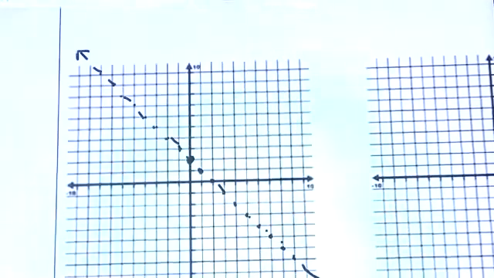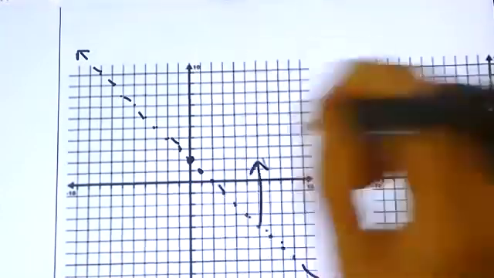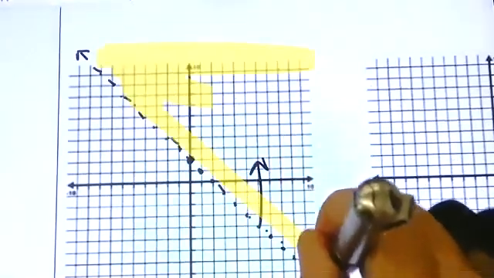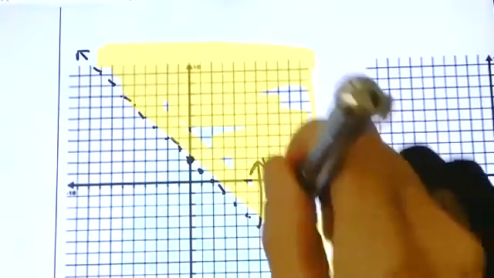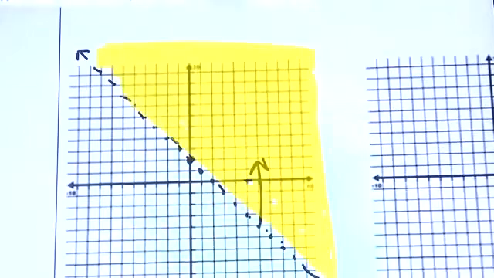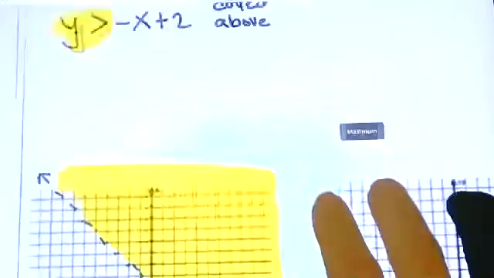And when you do this on Delta Math, it works just like it did yesterday. It gives you the option to make your line solid or dotted. Our shading is above. Above is that way. So that's where I'm going to shade. So there's my yellow. I'm going to use yellow for the first graph, and then I'll use that teal color for the second one. So there's my shading for the first one.